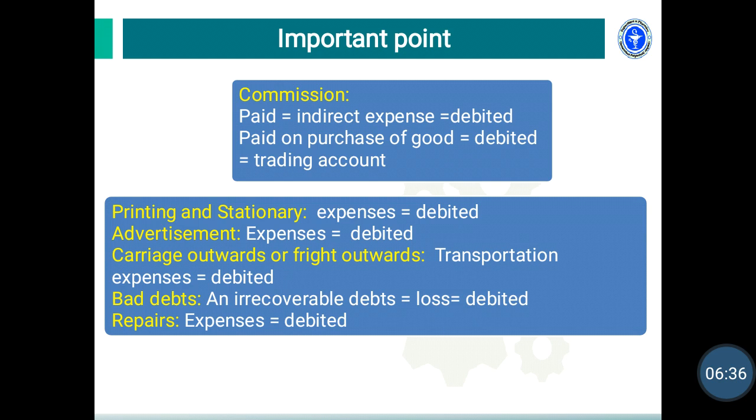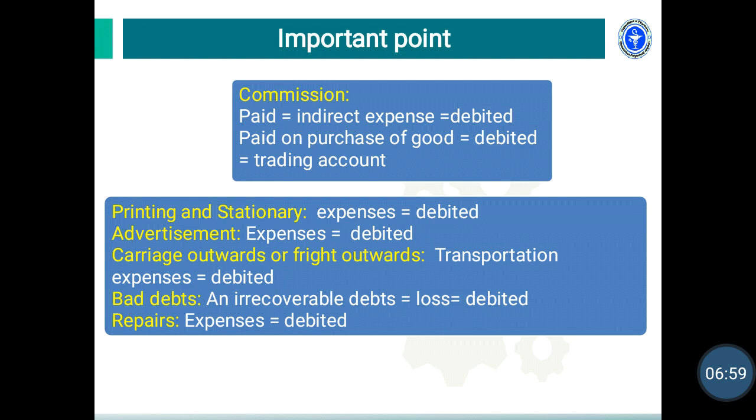Next point, advertisement. To boost the sale of a product, suitable publicity of the product is necessary, and it is an essential expenditure, but it is considered an expense, so that's why it gets debited to the profit and loss account.